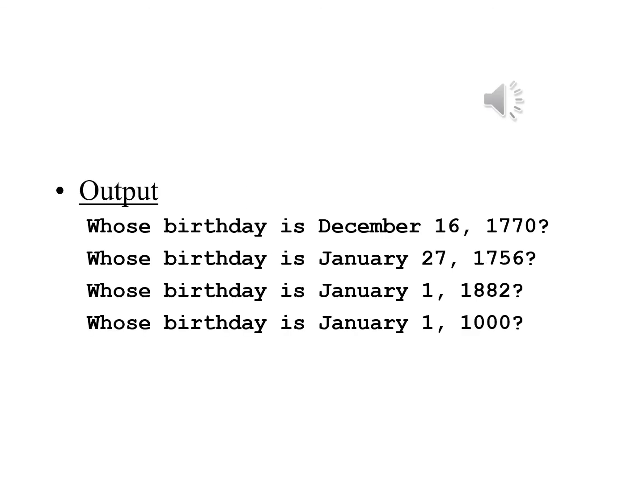In our output, whose birthday is December 16th, 1770. These are literally the values of date that we had in the conversion constructor. Whose birthday is January 27th, 1756. Here you see that we converted the 1 into January and printed the date. Whose birthday is January 1st, 1882. We only gave in the constructor the year 1882, but by default it set the day as January 1st. Whose birthday is January 1st, 1000.